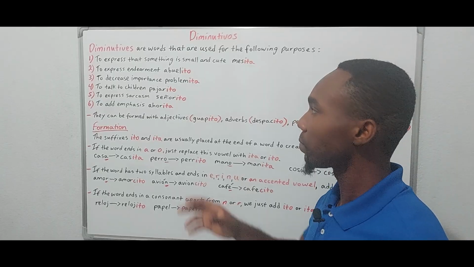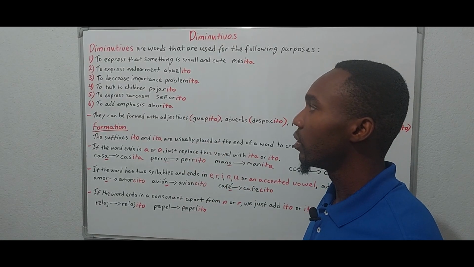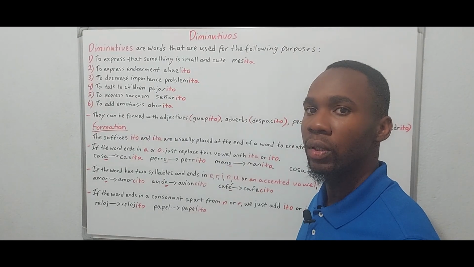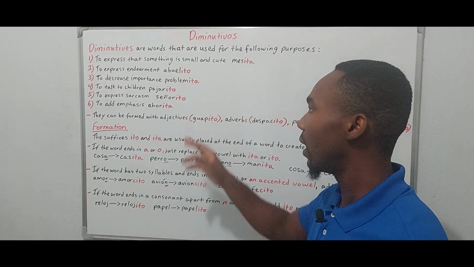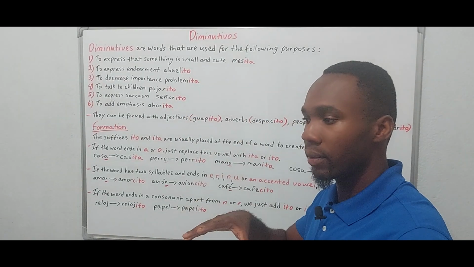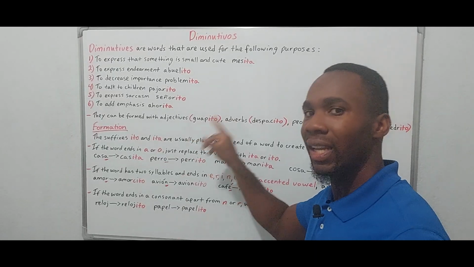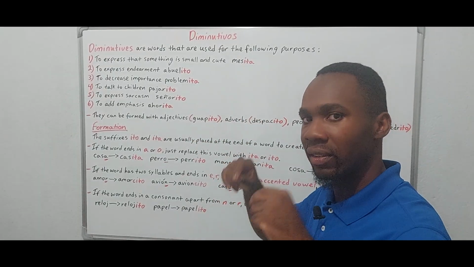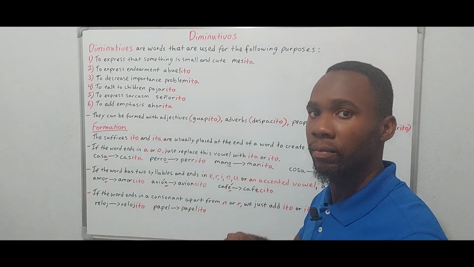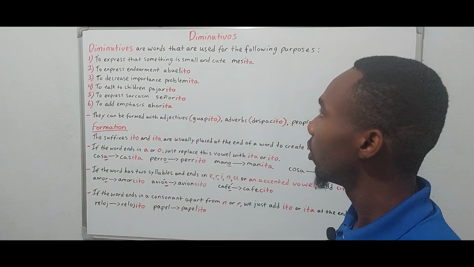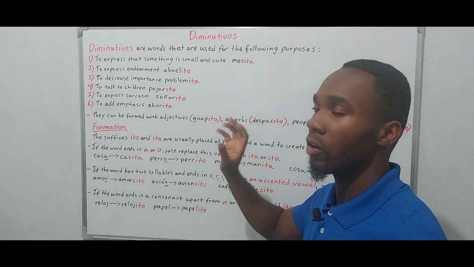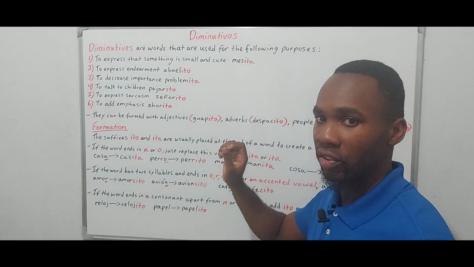Muy bien. And six, to add emphasis. We can use it to add emphasis. So ahorita comes from ahora. Ahora means now, but ahorita means right now. So it's emphasizing the time. So these are the six uses of diminutives in Spanish.